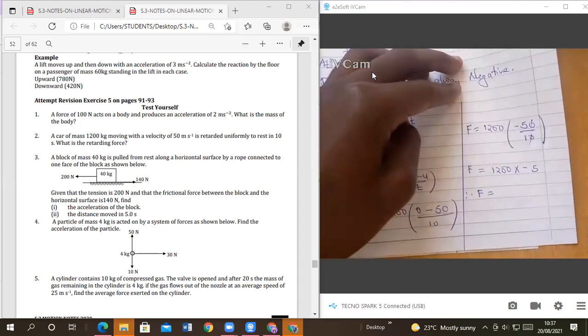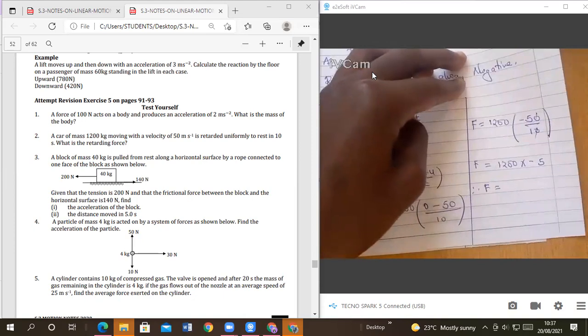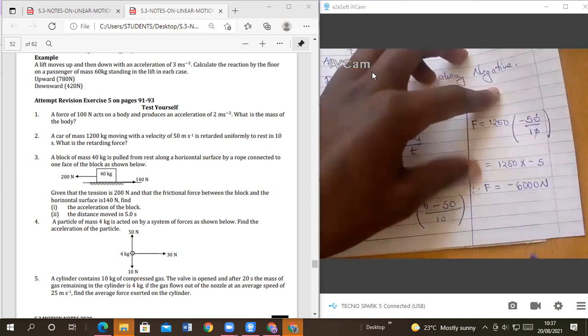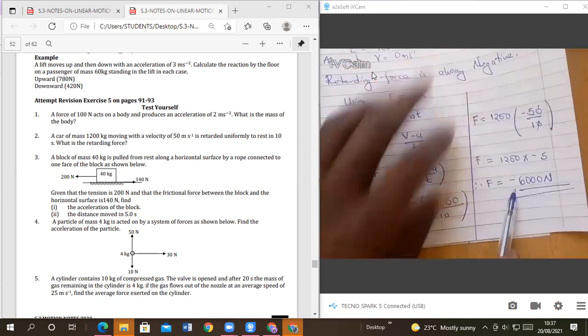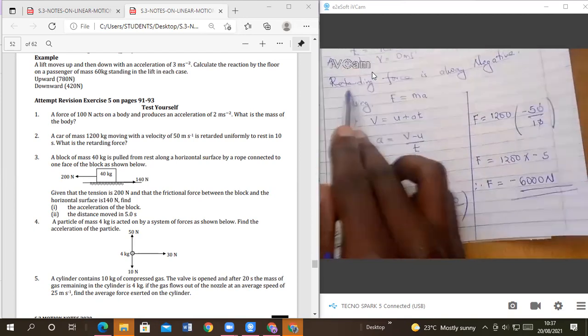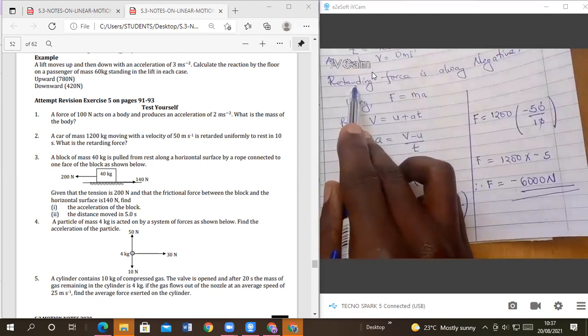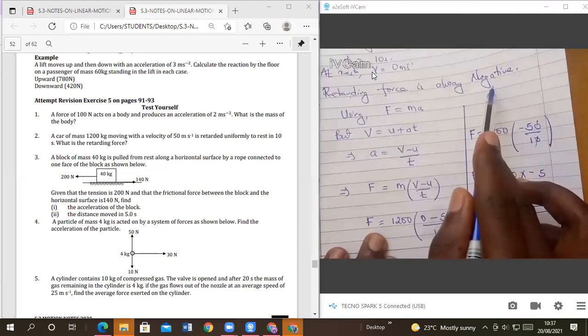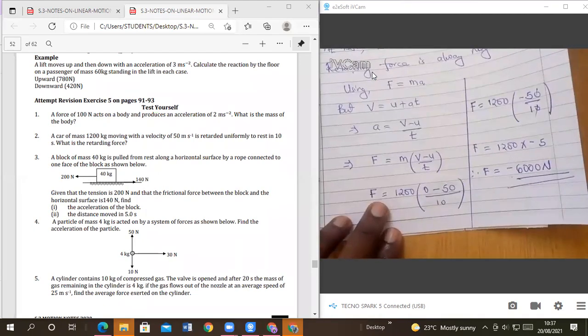The answer is negative 6,000 Newtons. So what does the negative mean? The negative means the car is retarding. That's why I said retarding force is always negative.